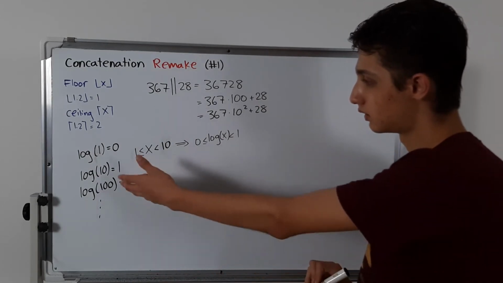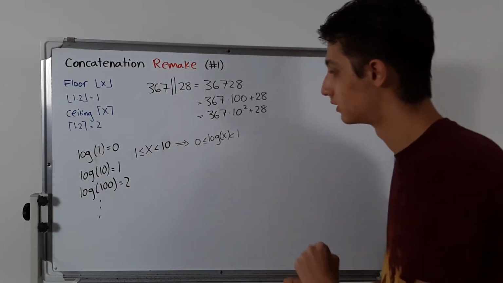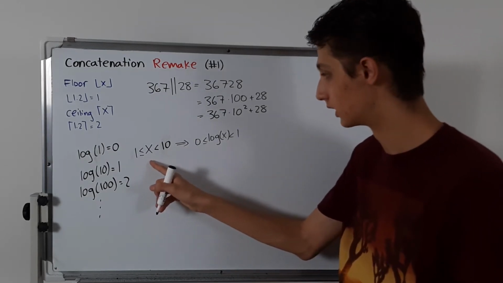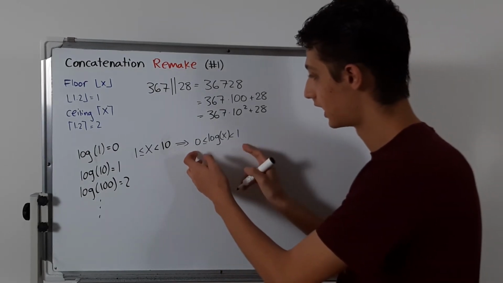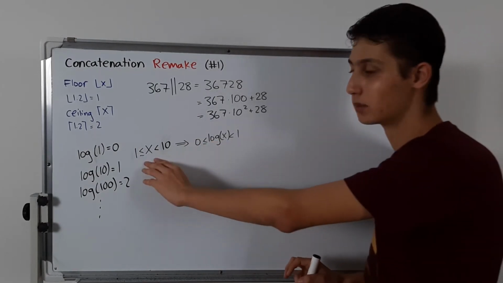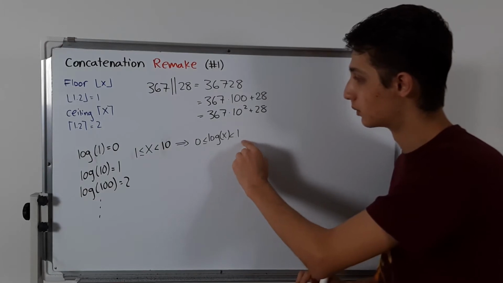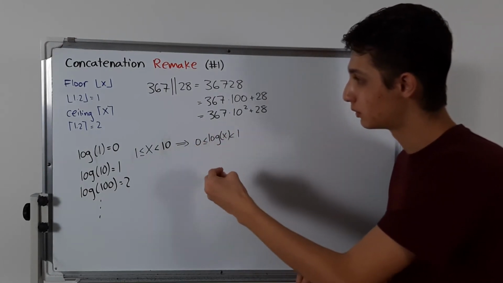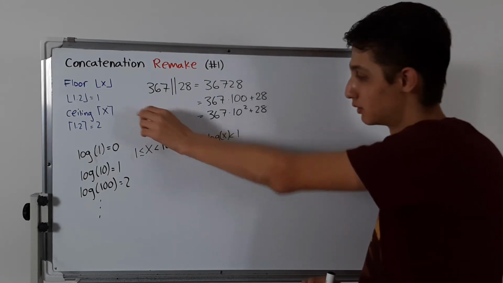This is really important, because what this says is that any number between 1 and 10, including 1, will give us a number between 0 and 1. But what we want is 1, right? Because this is going to be a one-digit number, so we want a 1. So what we can do is take the ceiling of log of x.